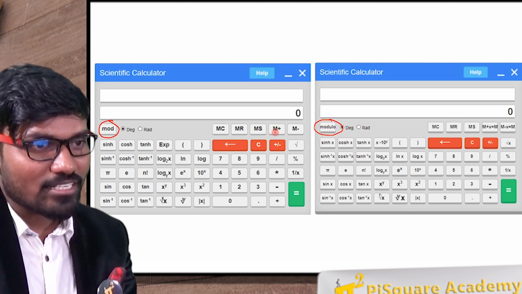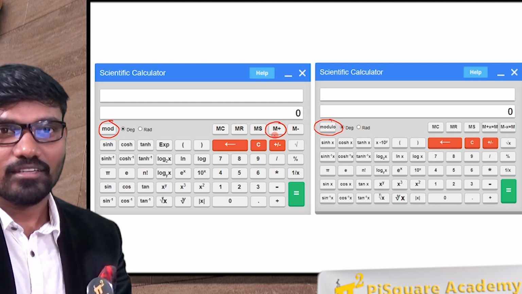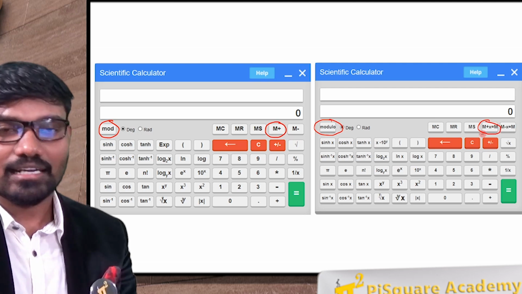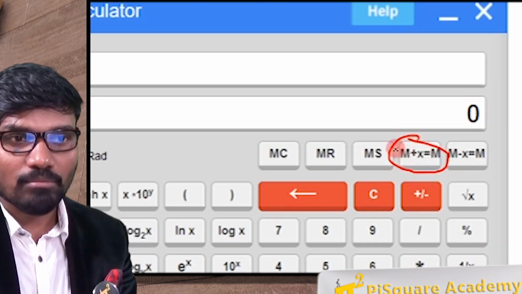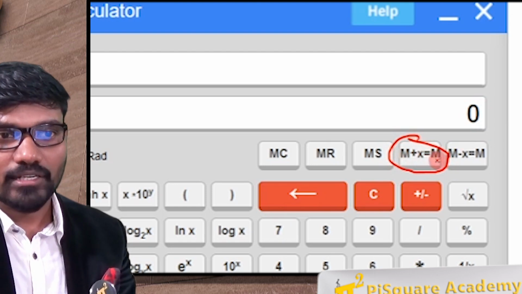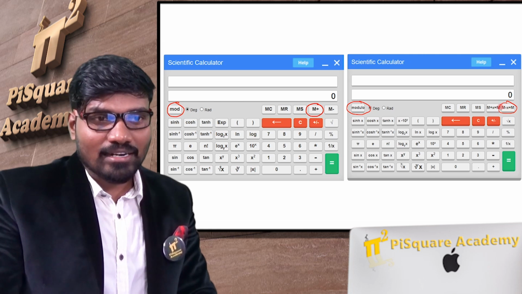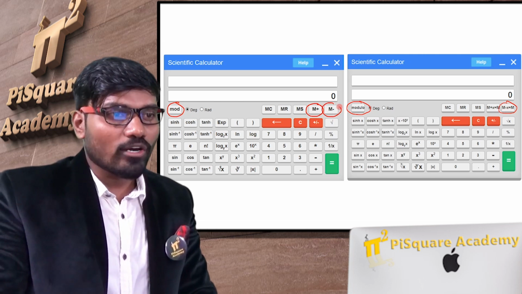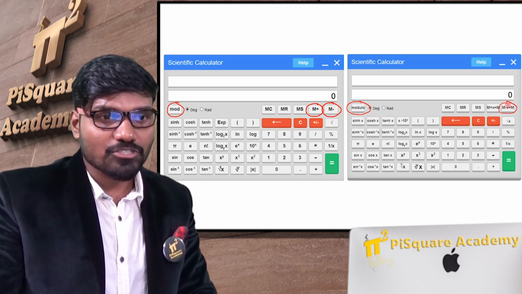Next, look at this M plus. What do you understand by this M plus? Memory plus. But look at this. With this, you will get a clear understanding. It will add this x value to the memory and store it in the memory. With this, you can clearly understand what this button is going to do. But here, it will go vague. You may not clearly understand from this. That's why we have changed the interface to this.